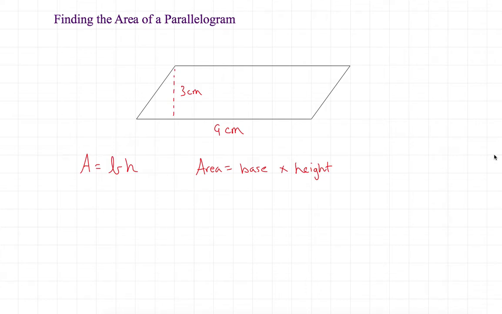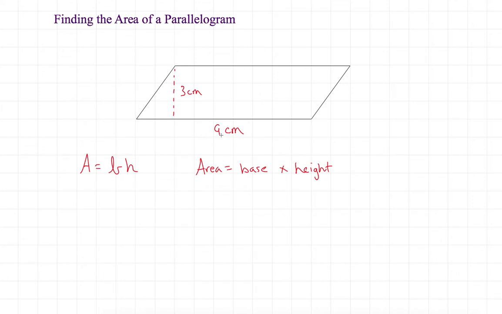The area of a parallelogram. So the formula we're using right here is A equals BH, which equates to area equals base times height. And with any formula for area, or whatever you're finding, the best thing to do is to start with the formula and fill in the things that you know.